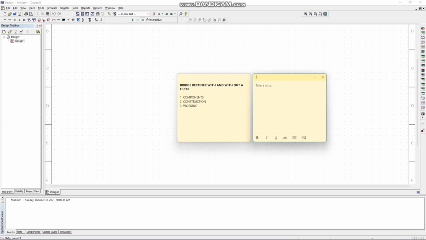Let us now talk about the components of a bridge rectifier. First up, we need an AC power source, since the bridge rectifier converts AC to DC. A transformer; however, if stepping up or stepping down of voltage is not required, then the transformer is not needed in the circuit. Diodes. A bridge rectifier requires 4 or more diodes connected in a bridge configuration. And lastly, a load resistor to minimize the output power.